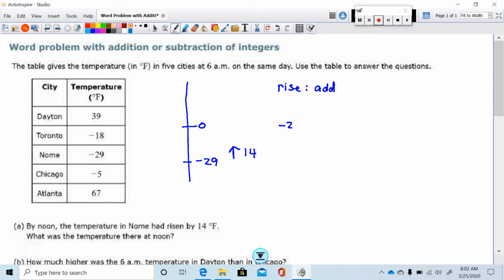So a negative 29 and then a positive 14 is a negative 15. So the temperature is negative 15 degrees Fahrenheit.